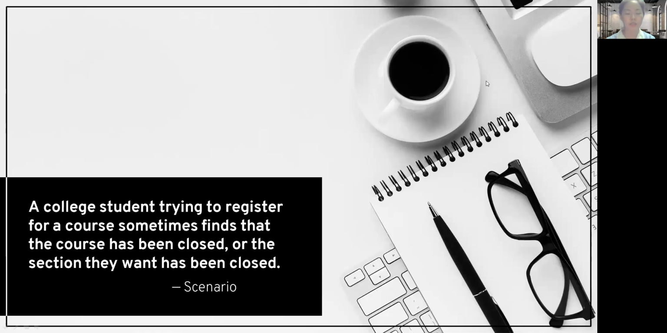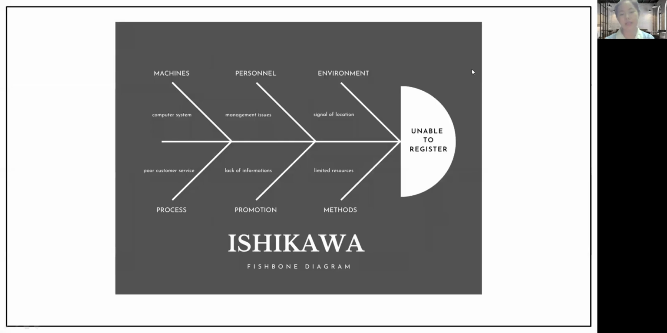In the scenario that was given to us, a college student trying to register for a course sometimes finds that the course has been closed or the section they want has been closed. So in this scenario, we are required to create our own Ishikawa diagram. So here it goes. We are now seeing the fishbone diagram by Ishikawa.